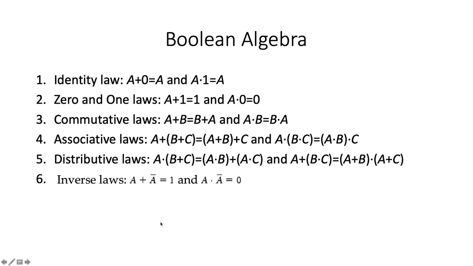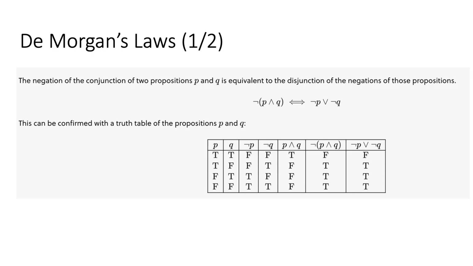Finally, we have inverse laws: if you add A with its own inverted A, you're going to receive 1. So A plus negated A, or inverted A, is going to be 1. And if you multiply it by its own inverse, it's going to be 0, right? We have 2 more laws that perhaps you've seen elsewhere. They are famous as De Morgan's laws. So the negation of the conjunction of 2 propositions. When you have 2 propositions Q and P and you negate the conjunction, this is the negation sign, and this is the conjunction sign, right?